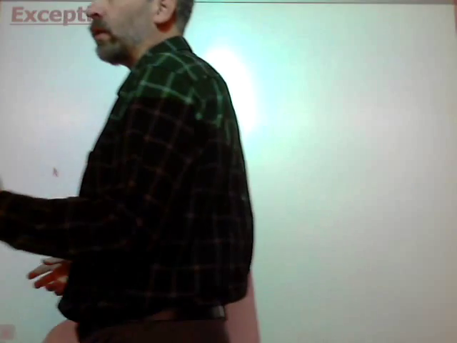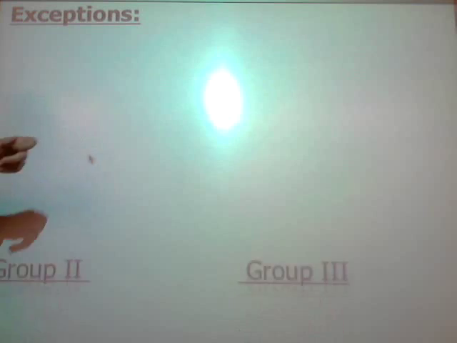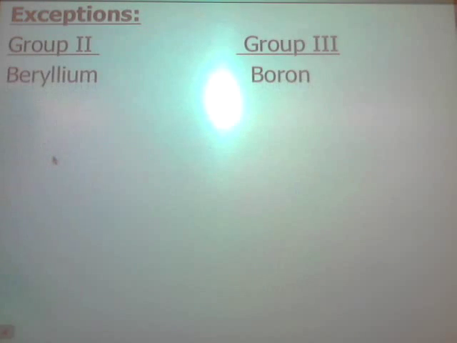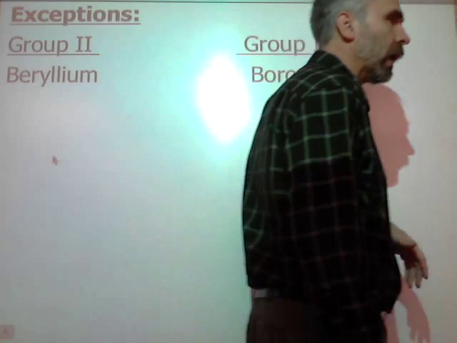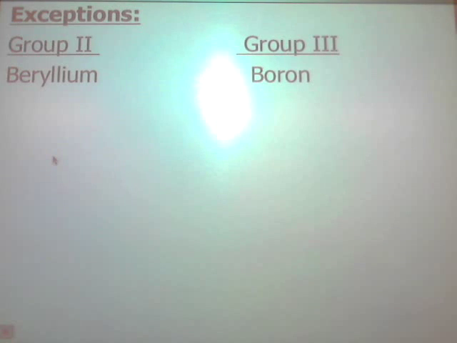Let's draw each of those. Let's draw out the orbital notations for a representative example. We're going to use beryllium and boron, the group 2 and 3 elements. I'm going to show you, and I'm going to ask you to tell me why you think it might be out of order. Something's not right here.